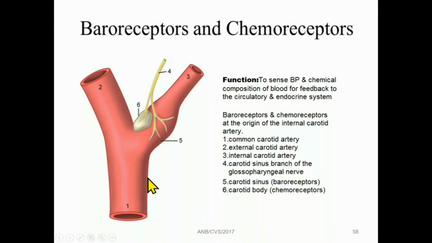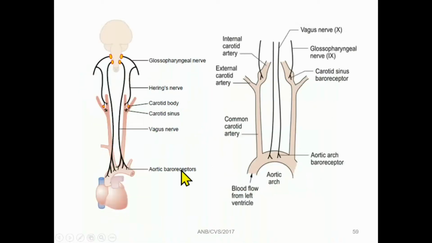Similarly, they are also present in some of the blood vessels, and according to their pressure they are categorized as low pressure receptors and high pressure receptors. They are also present in the atria and in the ventricles. This is about the structure of the baroreceptor and where they are located.